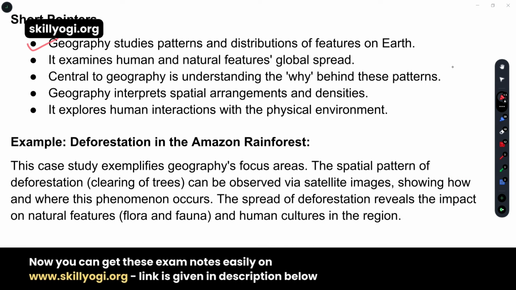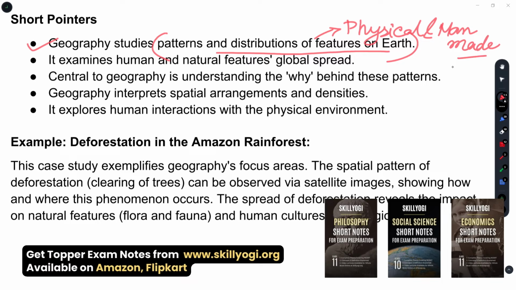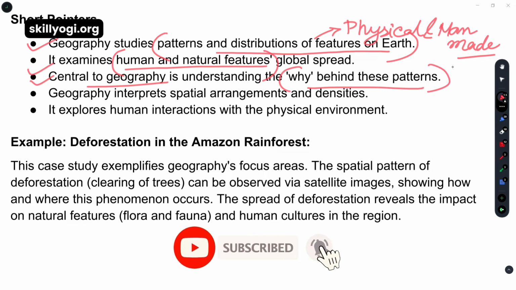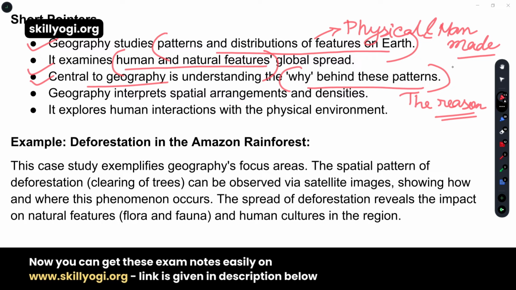First one is written, geography studies the patterns and the distribution of features. Which features? Obviously physical and man-made, both. Next point, it examines human and natural features spread over the earth. Central to geography is understanding the why behind these patterns, the reason behind something, okay? The reason behind something that we are going to know from the subject geography.